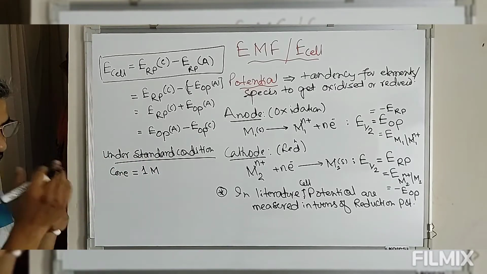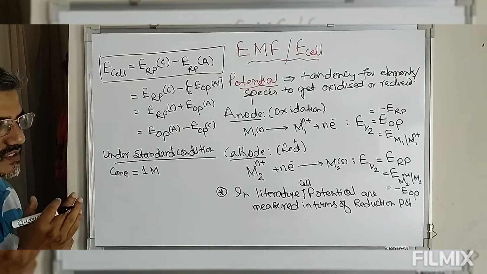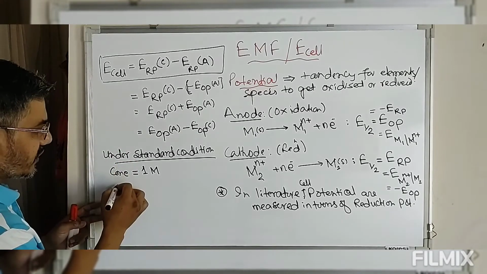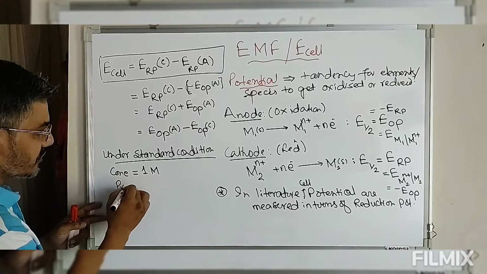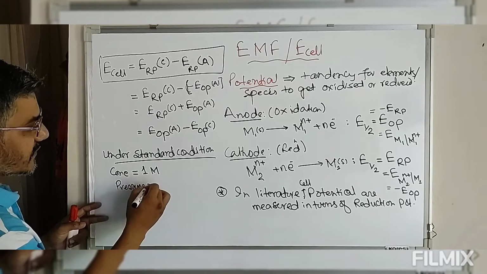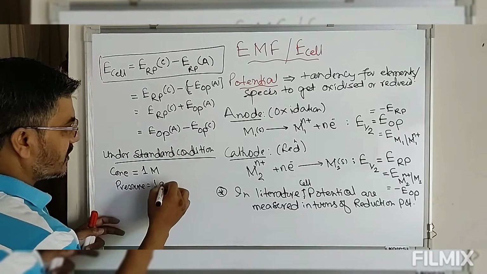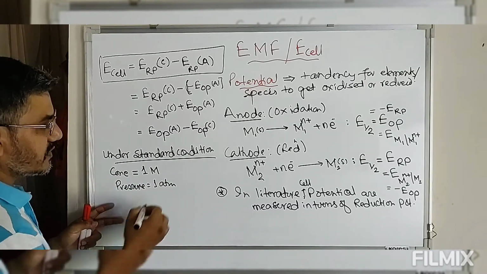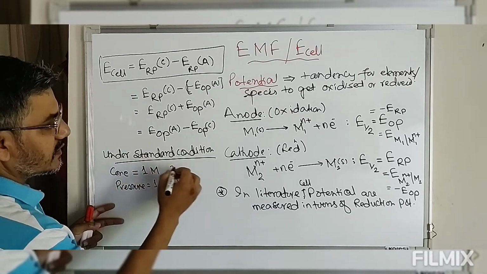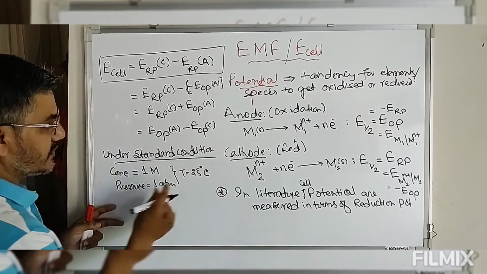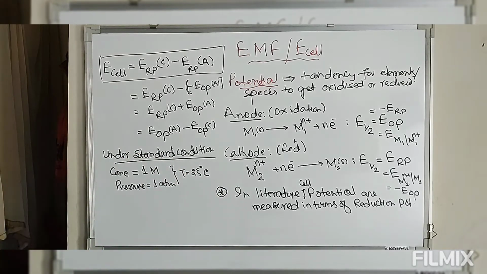If the concentration of all the species present in the solution is taken to be 1, then we say that is standard condition. And if some gaseous species are involved, then the pressure is taken to be 1 atmosphere, and the temperature is 25 degrees centigrade. So this condition is what we call standard condition.